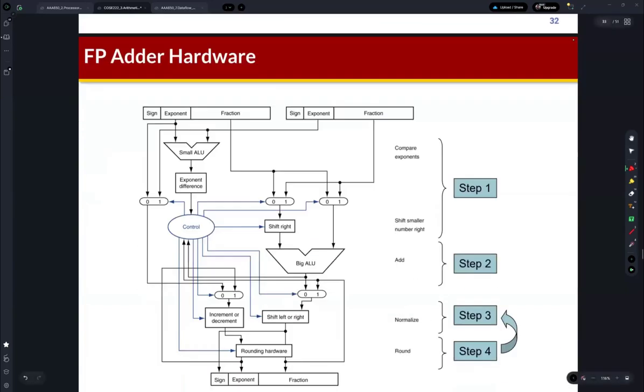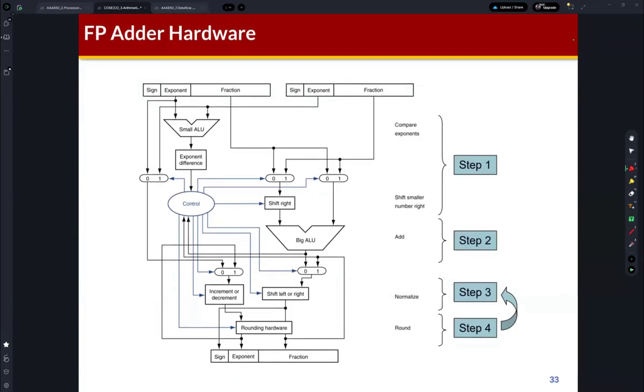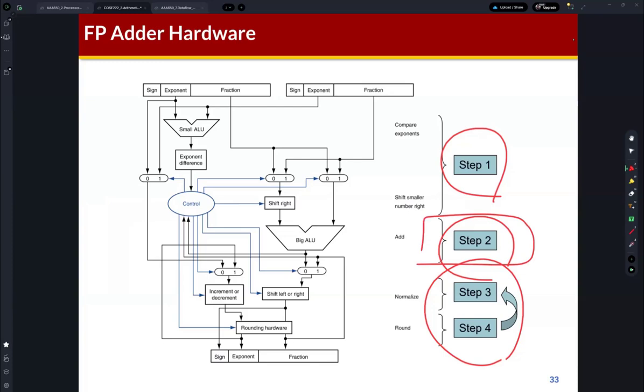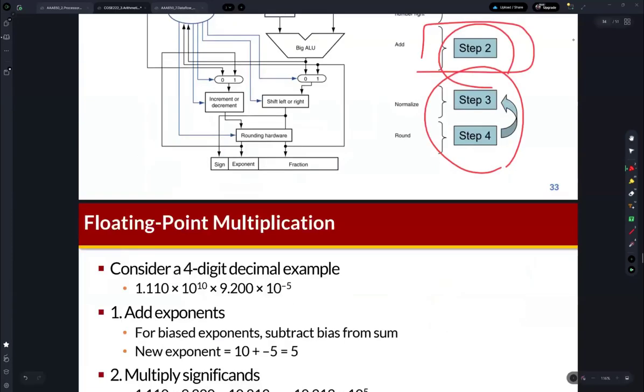Okay. So this is the floating point adder hardware, but it just performs the required steps: the aligning, and then the addition for the significand, and then normalize, and then round. So you can find that it's more complex. It can also be pipelined.